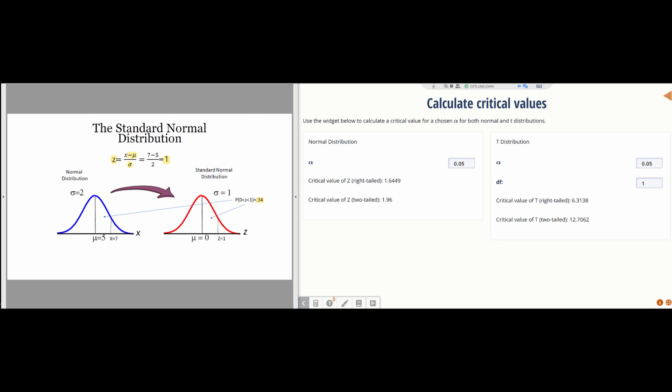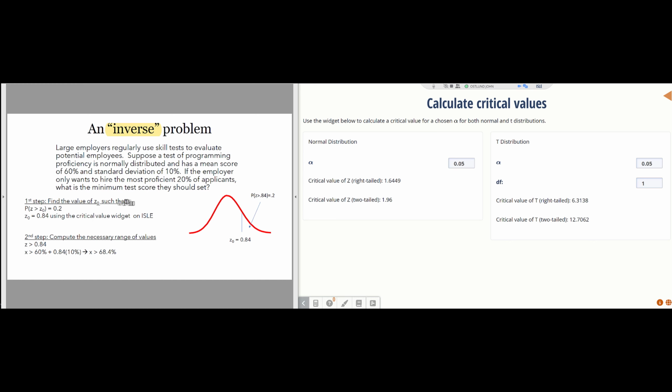In this case, we're going to start by finding a z-score to satisfy the requirements that we want, and then we'll have to convert back from the standardized normal z-score to the actual shape of the normal distribution that we're working with. Okay, so large employers often like to use skills tests to evaluate potential employees as the very first filter in the hiring process.